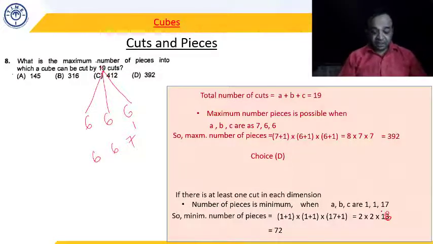Now, the next learning is to reverse this process.